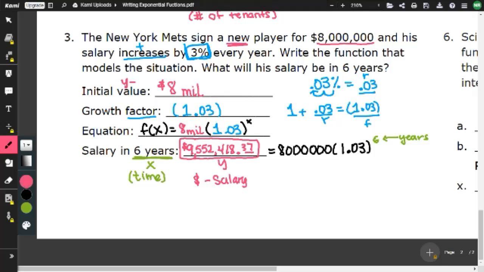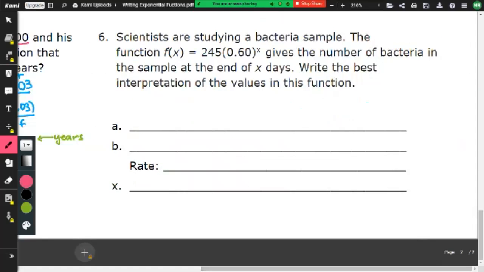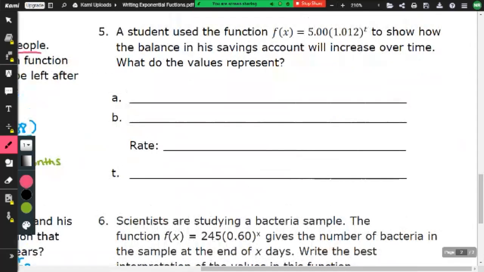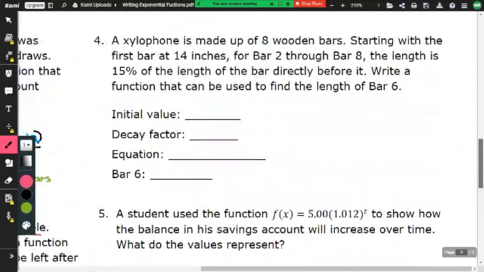Ready? Questions? Concerns? I don't know how to find these numbers. Here we go. Almost done. 3 more examples.